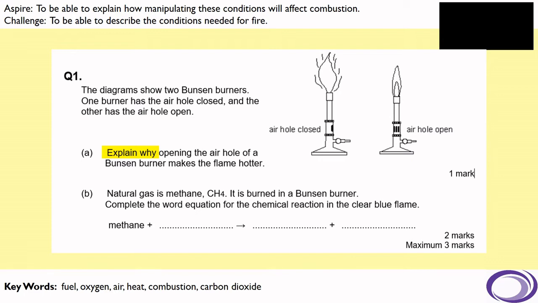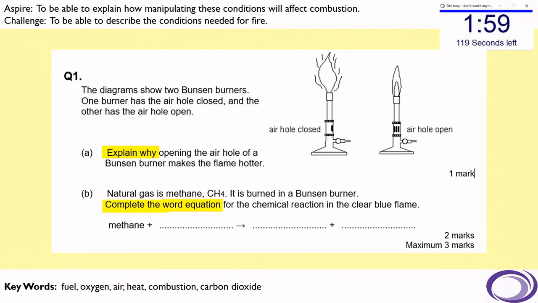Then for question B, natural gas is methane, CH4, and it's burned in a Bunsen burner. So methane is acting as your fuel. We'd like you to complete the word equation for the chemical reaction in the clear blue flame.